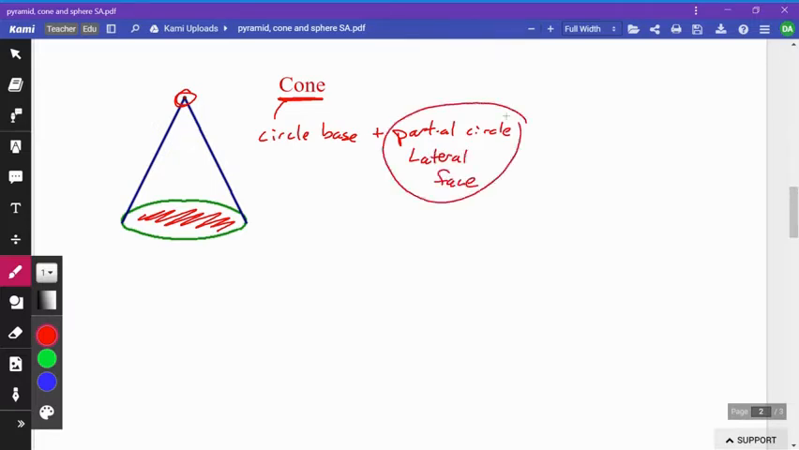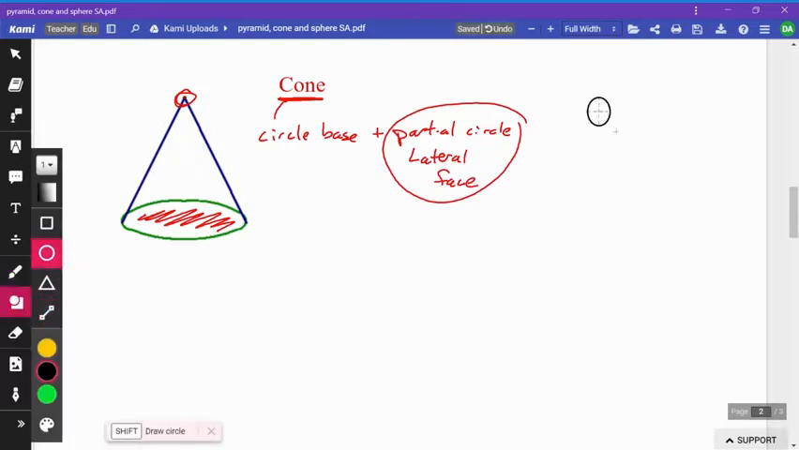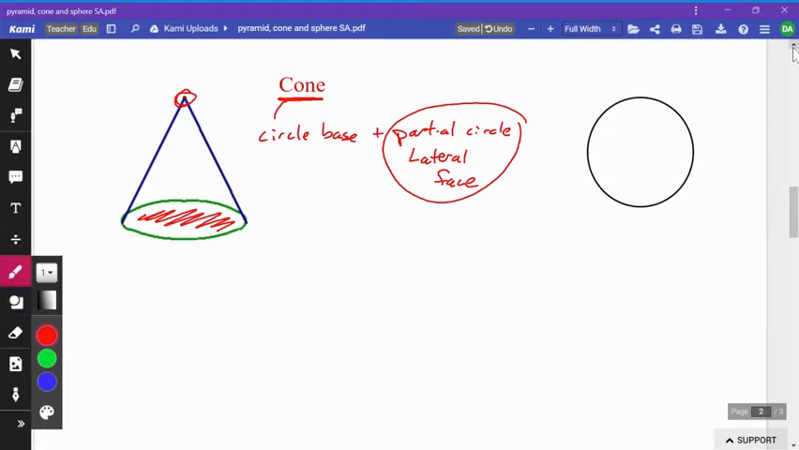Now what I mean by this is if I were to take a circle, and cut out the radius, and then take these 2 parts of the circle and slide them over each other, what eventually would happen is I would get this cone part. So actually a cone is only made of circles, a circle base and a partial circle lateral face.